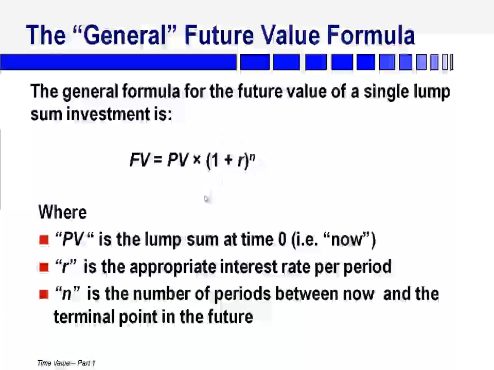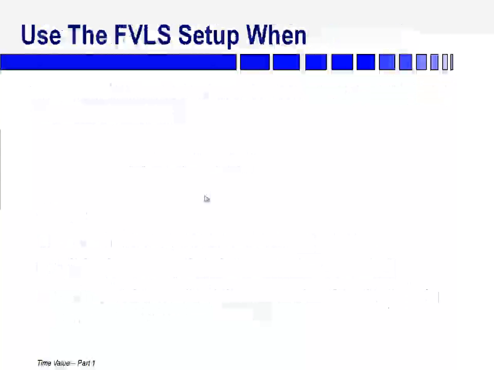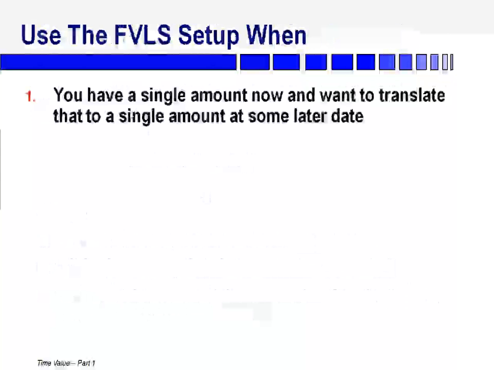Now, we've seen this formula. Let's see where we can use it. You can use this when, first off, you have a single lump sum now, a single amount now, and you want to calculate an equivalent value at some later date. So you want to translate the value now to a single value at some future time.